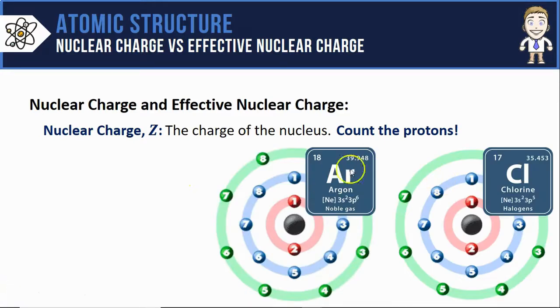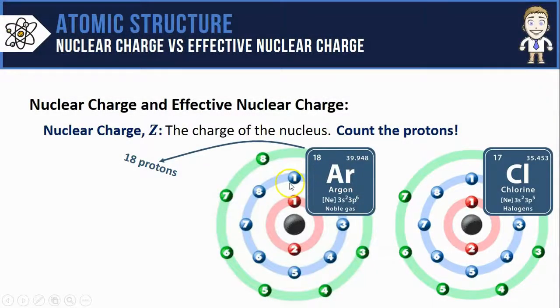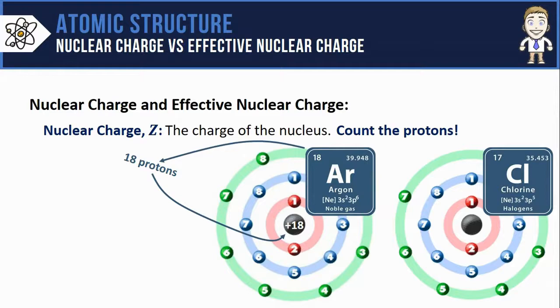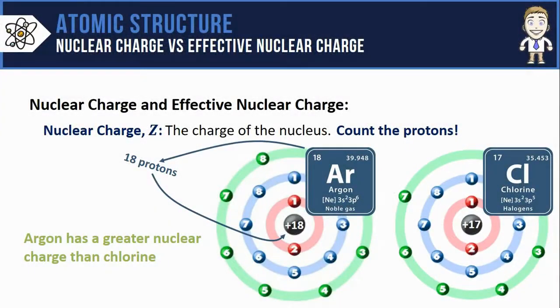Let's apply this by comparing the nuclear charges of these 2 atoms, argon and chlorine. You'd go to the periodic table and see that argon has an atomic number of 18. That means it has 18 protons. That means its nuclear charge is plus 18. If you did the same thing with chlorine, you'd see it has 17 protons, therefore a nuclear charge of plus 17, and you can make the statement that argon has a greater nuclear charge than chlorine.